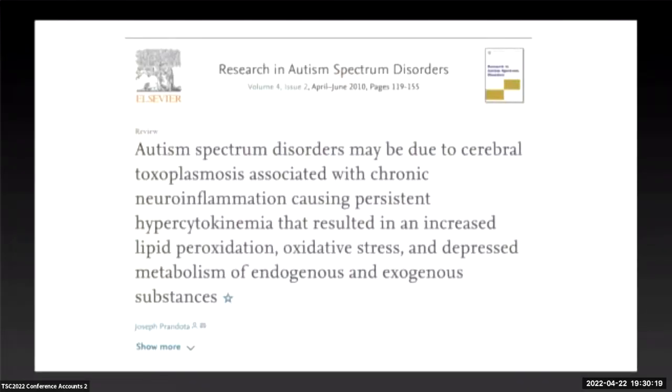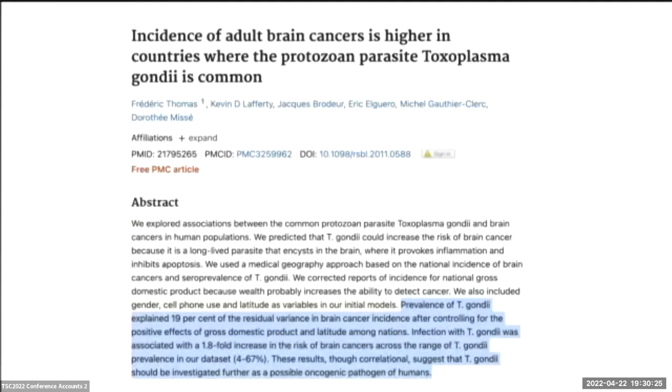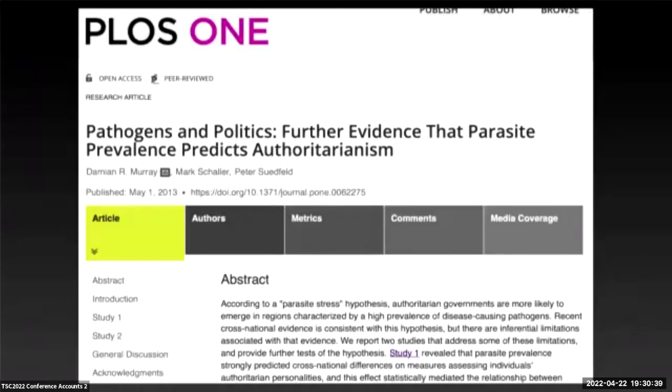Some research suggests that autism spectrum disorders may be caused by toxoplasmotic infection. Evidence suggests that toxo may cause brain cancer. This paper notes that it decreases apoptosis and it increases inflammation, and those are both favorable conditions for causing cancer.